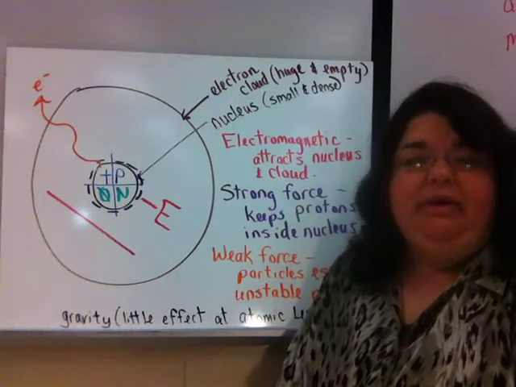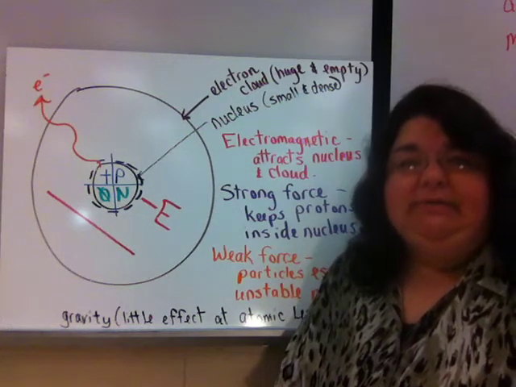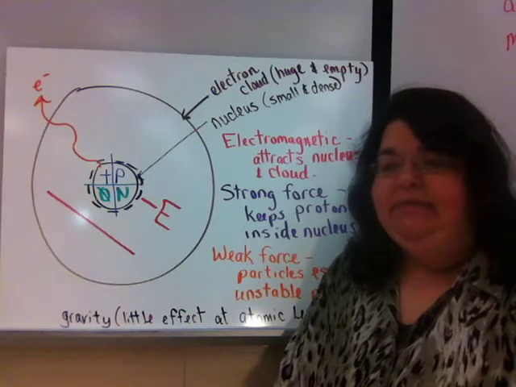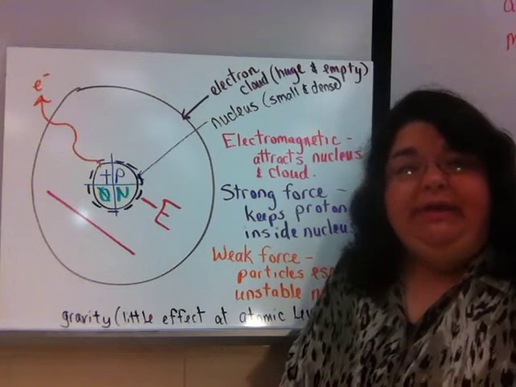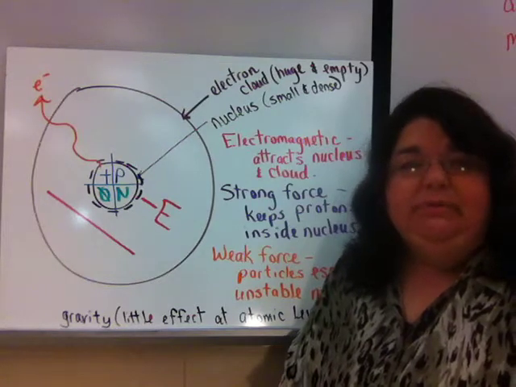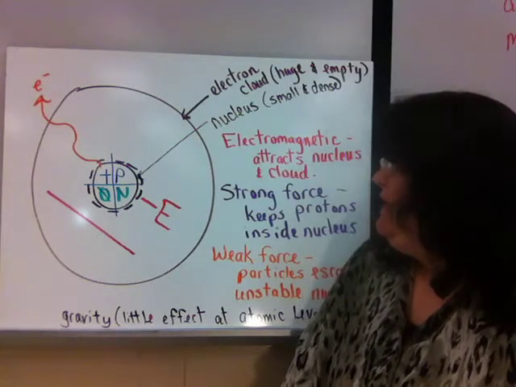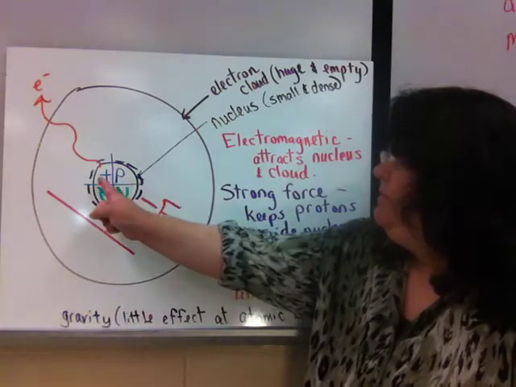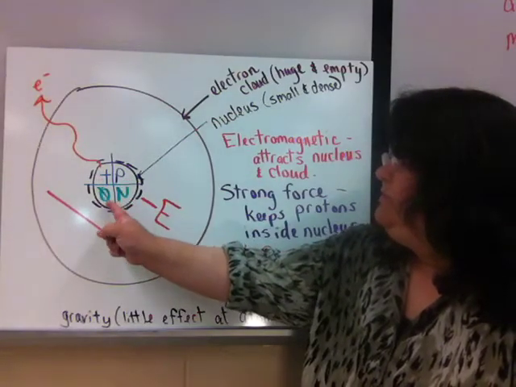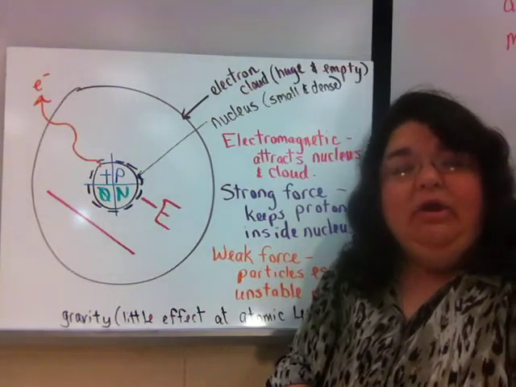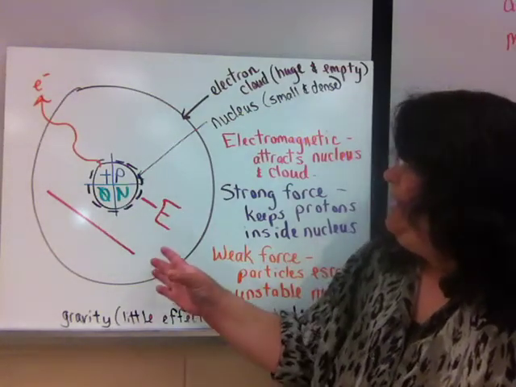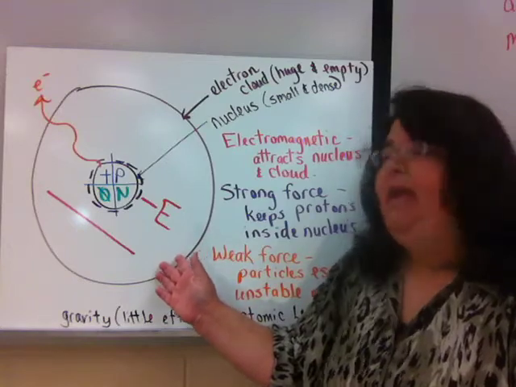I want to talk to you about the atomic structure and radioactive decay. We have learned about the three subatomic particles: protons, neutrons, and electrons. And remember, we said that the protons were positive, neutrons were neutral, and electrons are negative. And they are located in different parts of the atom.